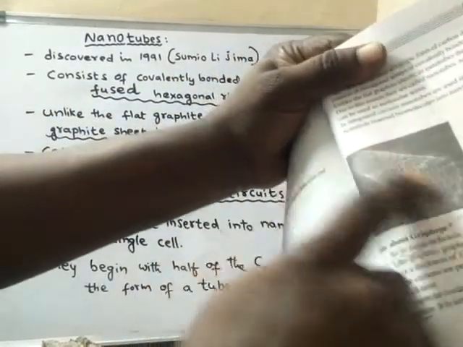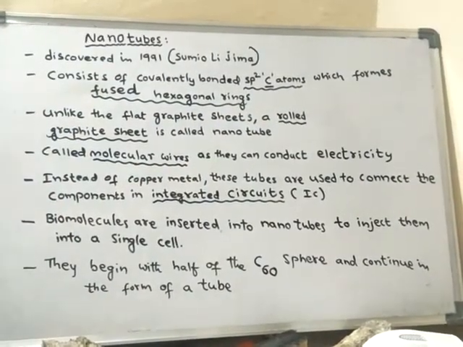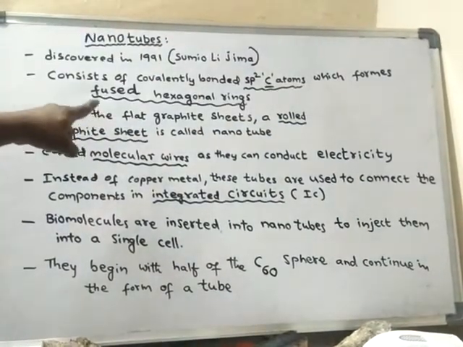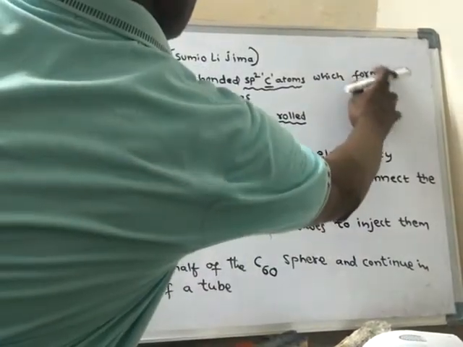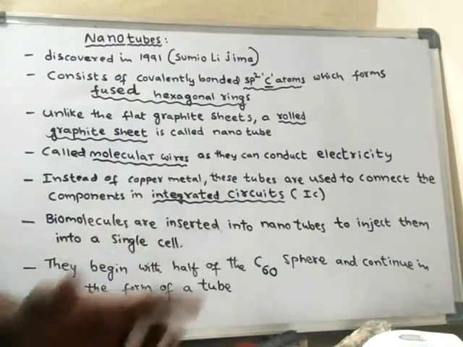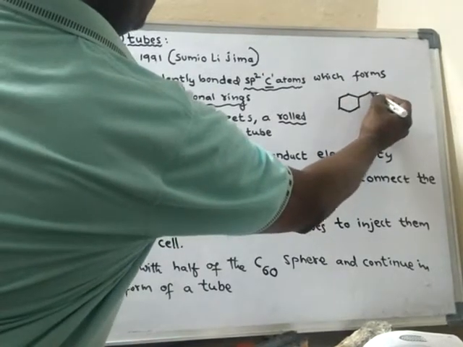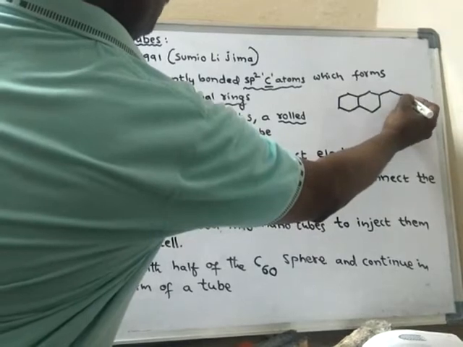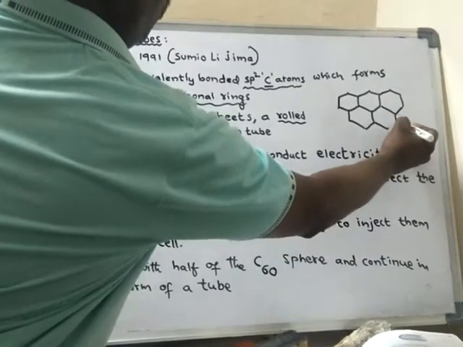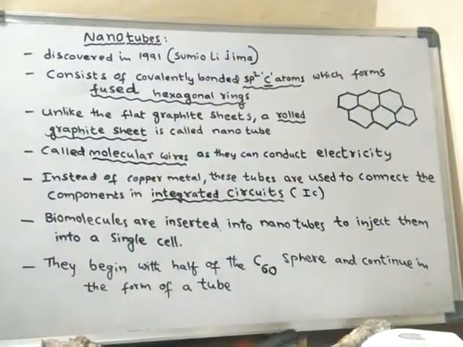So here, a tube-like structure, like this. It consists of covalently bonded sp2 carbon atoms, which form fused hexagonal rings. Fused means joined. For example, one hexagonal ring is fused with another hexagonal ring, and that is fused with another, and again one more ring is fused. So it contains fused hexagonal rings.